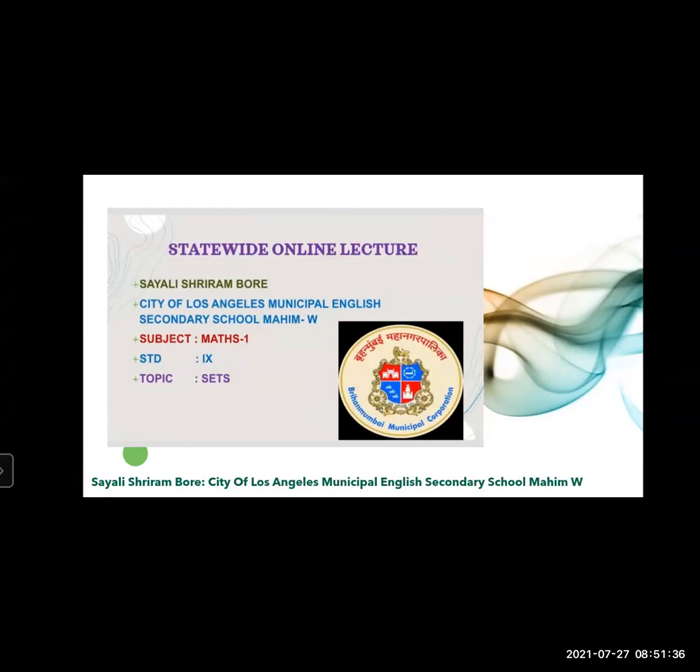completing one by one subtopics which are there in this chapter. We have started with the lesson number 1 of maths 1, that is the sets. Okay.